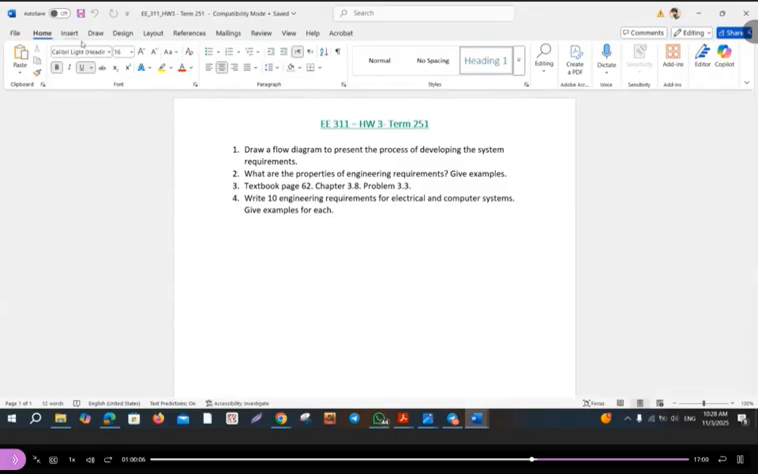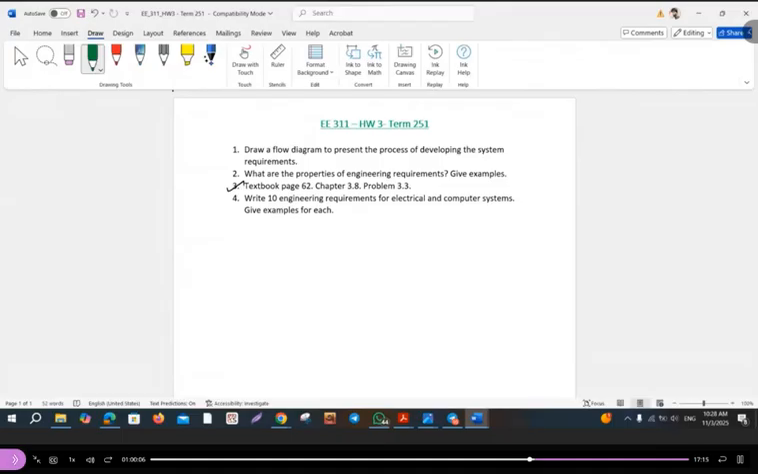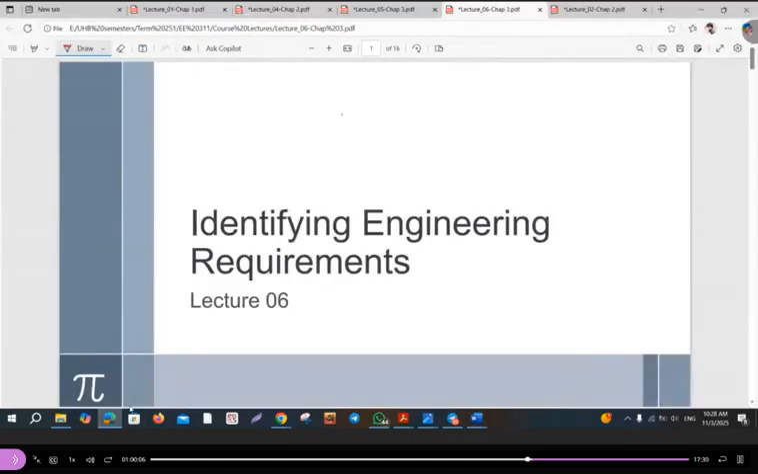These homework questions are always important, because when I make the homework, I try to pick the questions which are suitable for you to learn. For example, in this chapter, this is the whole long list of requirements suitable for electrical and computer systems. There are many: 1, 2, 3, 4, 5, 6, 7, 8, 9, 10, 11, 12, 13, 14. So there are 14.